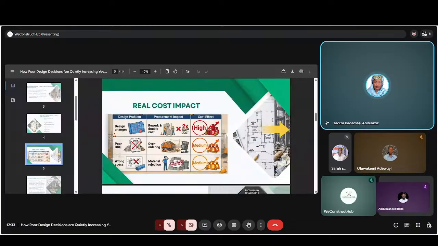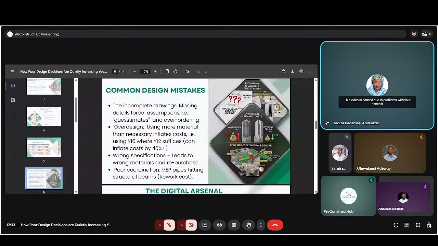So, common design mistakes. Most cost problems do not come from one big mistake. They come from common design issues we often overlook. When drawings lack details, as I've said before, the site team is forced to assume. When you design wrongly, at the end of the day, it will lead to guesswork, often leading to over-ordering or wrong execution. What seems like a small omission can quickly turn into material waste and extra cost.